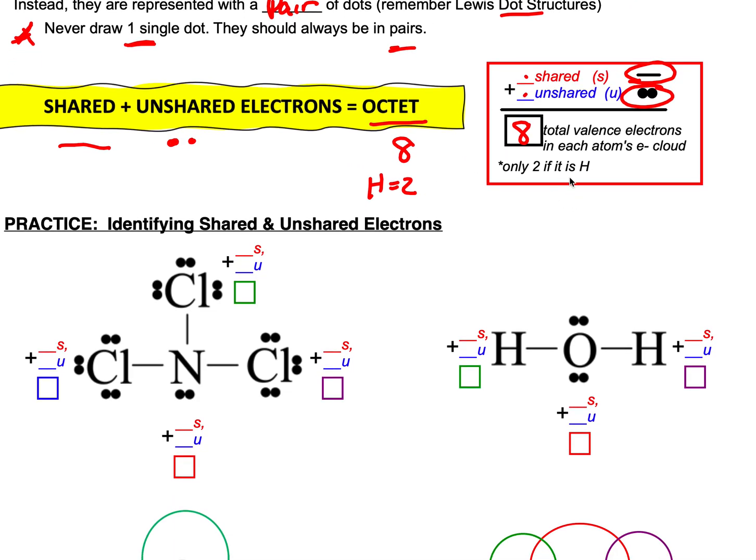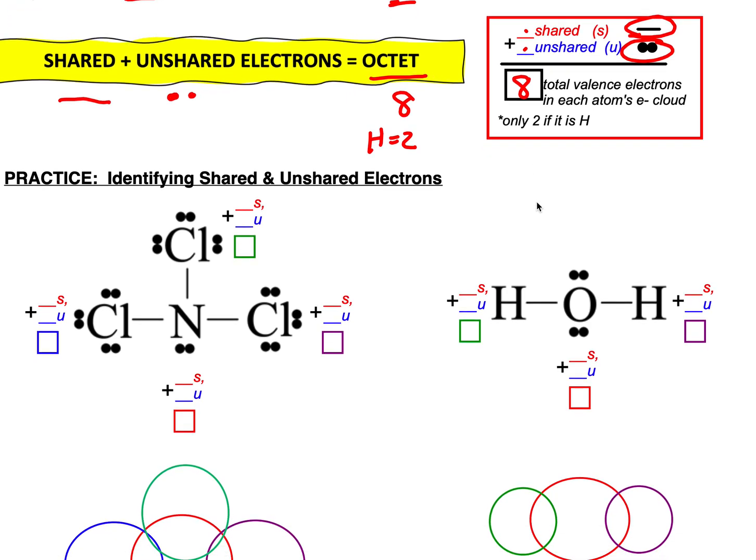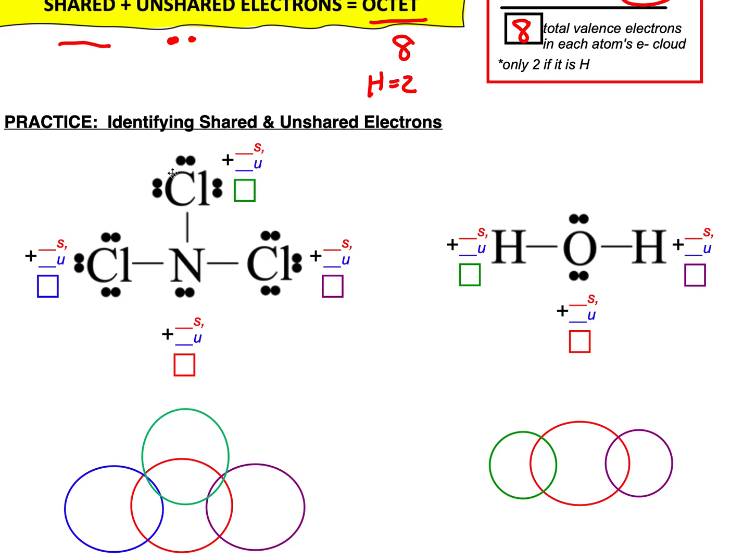Hydrogen is really the only exception. So let's practice sharing electrons here. Here's chlorine. They share 2. Remember, this is 2. So this chlorine is going to share 2 electrons. This chlorine is sharing 2 electrons.